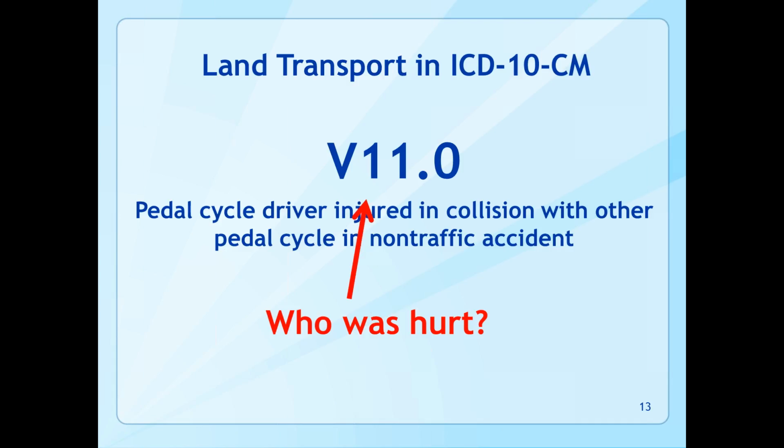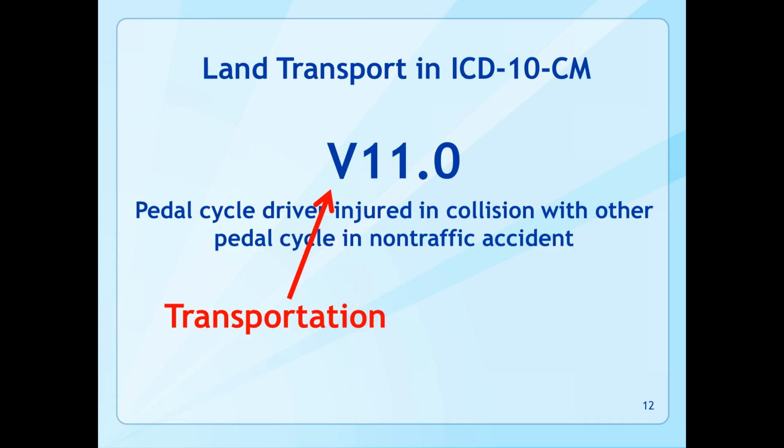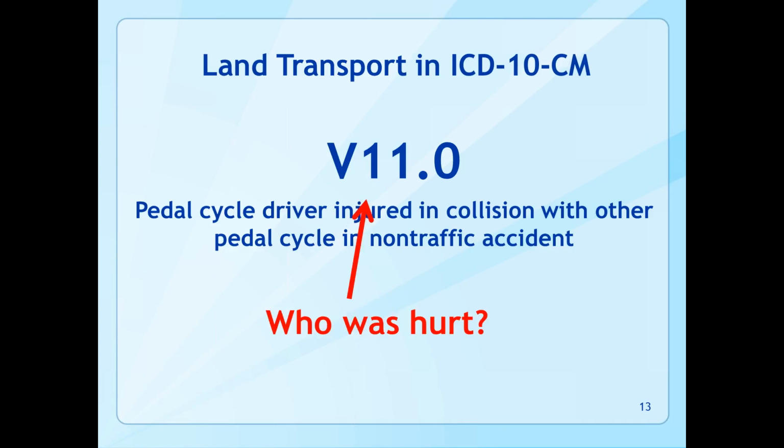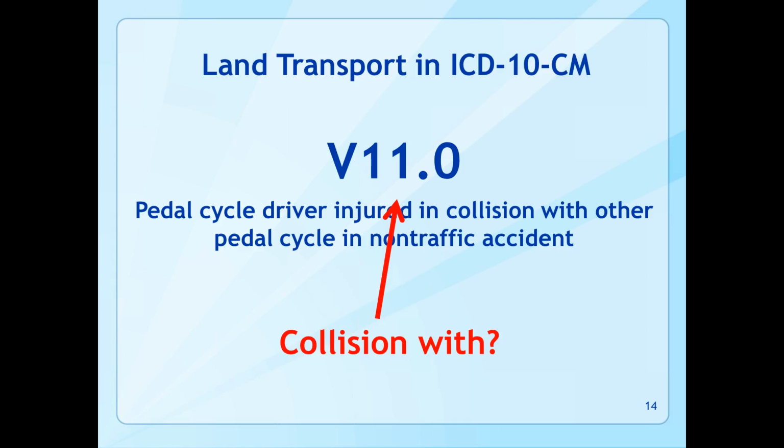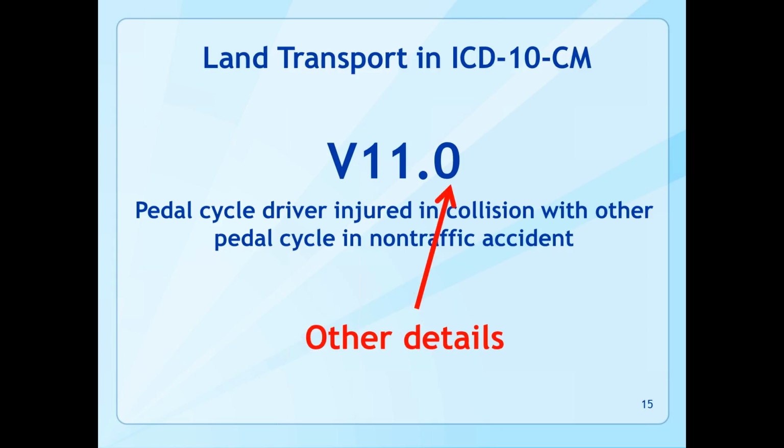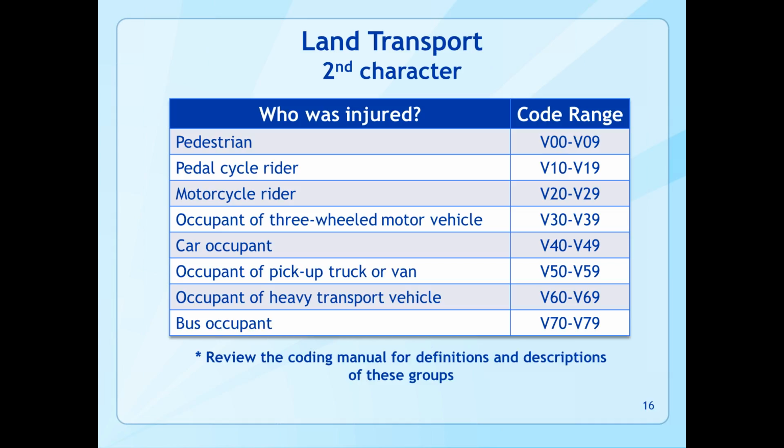The starting letter V indicates it's transportation related. The second character tells you who was hurt. That is the pedal cyclist. The third character indicates who they collided with, and in this case, it was another pedal cyclist. And then the next slide shows you that the fourth character is used for other details, such as if it was the pedal cycle driver, not a passenger, and whether or not the event was traffic or non-traffic, that sort of thing. So let's look at these transportation codes in a bit more detail.